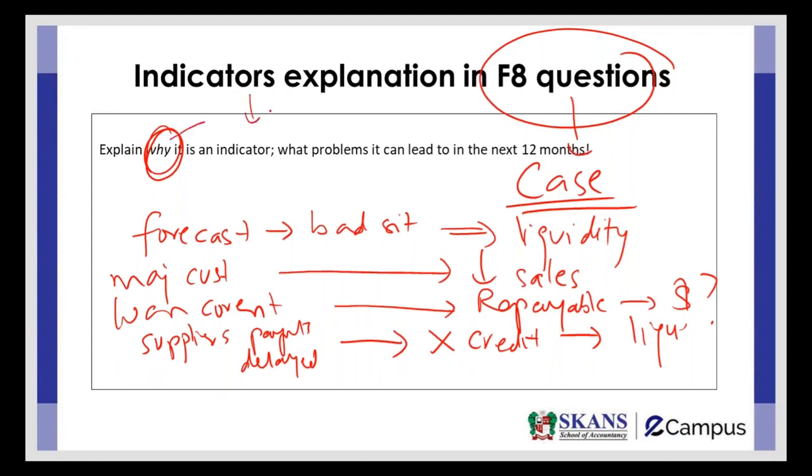Is it going to reduce my sales? Is it going to increase my expenses? Is it going to result in a cash outflow? Why are you saying this is a problem? Everything would either be decreasing my income or increasing my expenses. So until you link it to that level, you will not get marks for the indicators.